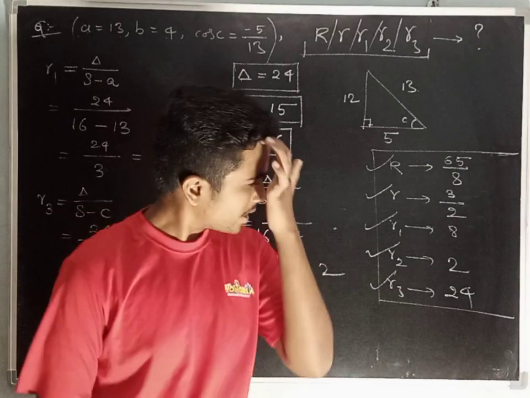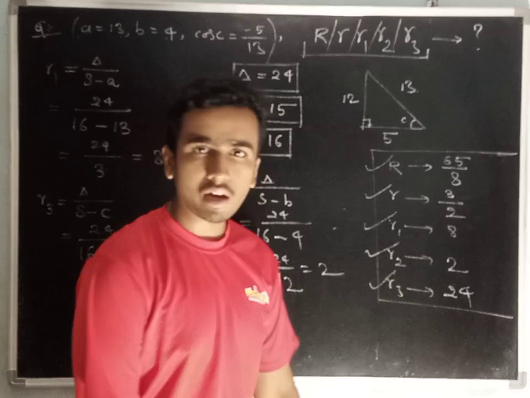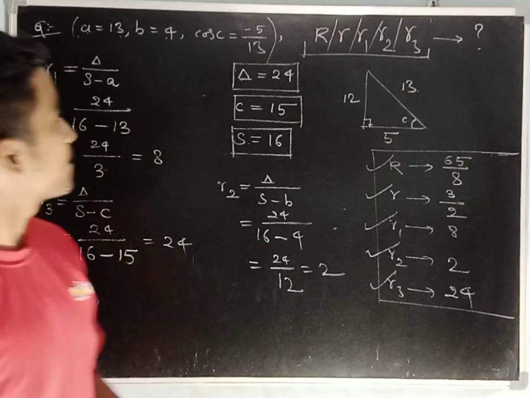This is how we can find the parameters capital R, small r, R1, R2, R3 as per the given data.